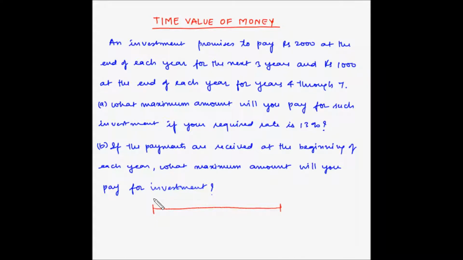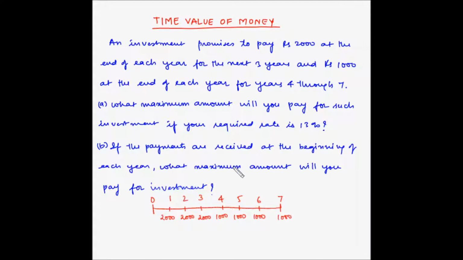So the total tenure is 7 years. So 0, 1, 2, 3, 4, 5, 6, and 7. Now this investment is going to pay off rupees 2000 at the end of each year for the next 3 years. So the first 3 years we are going to get rupees 2000 at the end of each year. And then rupees 1000 for years 4 through 7. So 1000, 1000, 1000, and 1000.